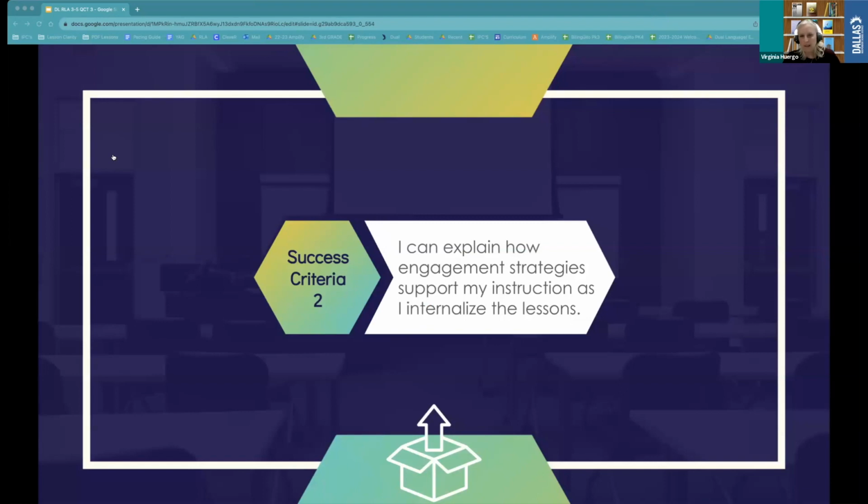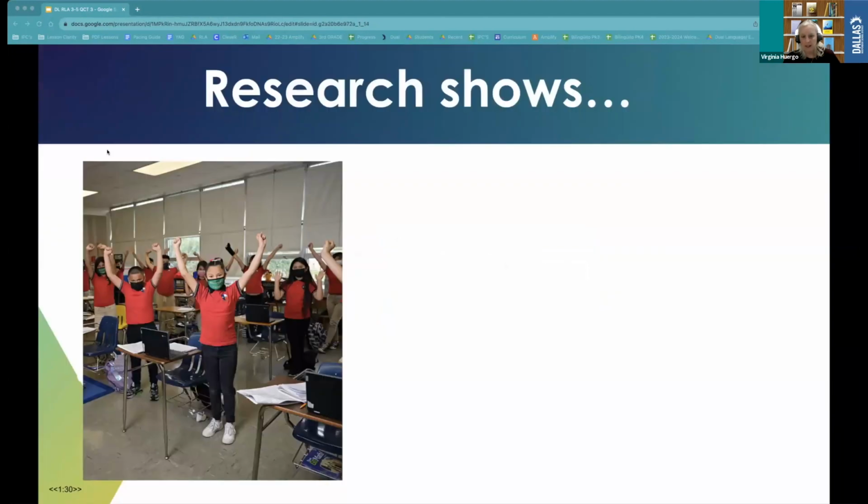So the next success criteria, could someone read the next success criteria, please? I can explain how engagement strategies support my instruction as I internalize the lessons. Thank you. So let's go to engagement strategies.